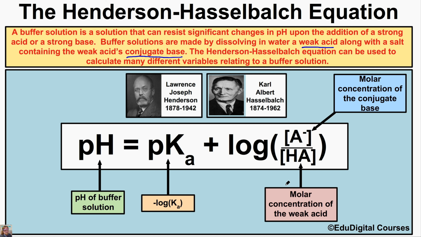And we can use this formula that we see right here to calculate many different variables relating to a buffer solution. We can calculate the pH of a buffer solution. We can calculate the mass of conjugate base that must be added to a buffer solution to keep it a certain pH. We can also calculate the mass of the weak acid. And so we can use this formula here to really calculate all kinds of different variables relating to a buffer solution. So let's go ahead and use this formula now to solve several different buffer solution problems.